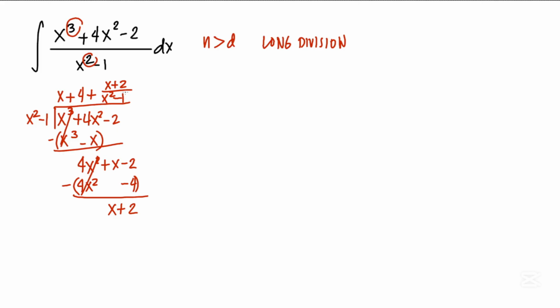This is what we will integrate, guys. So, let me just rewrite it over here. Let me erase this one. Okay. We are actually integrating x plus 4 plus x plus 2 all over x squared minus 1. You may feel that we can use partial fraction decomposition, no? X squared minus 1 can actually be factored into x plus 1 times x minus 1.